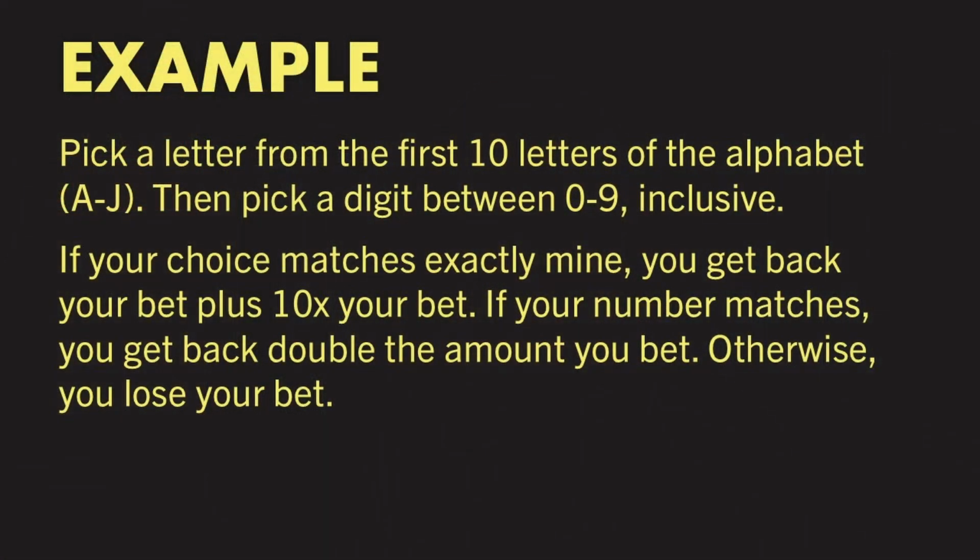Let's start with the first example. For this example, we are going to play a game. I'm going to ask you first to pick a letter from the first 10 letters of the alphabet, so from A to J. And then I'm going to ask you to pick a number between 0 and 9, inclusive. If your choice exactly matches mine, you get back your bet plus 10 times your bet. If your number matches, only the number, you get back double the amount you bet. Otherwise, you lose your bet. Let's see what you can expect to get in this game.